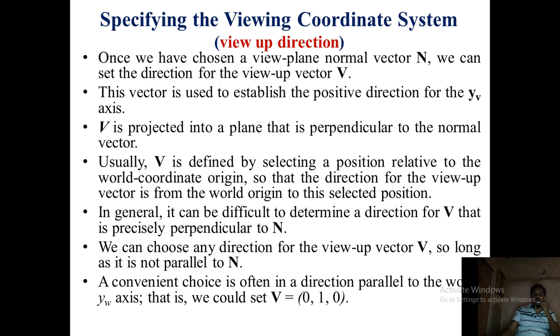That's why we can choose any direction for the up vector v so long as it is not parallel to n, right? You cannot take the up vector and the normal parallel. A convenient choice is often a direction parallel to the world yw axis. That is, we could set v equal to 0, 1, 0. Then v is exactly aligned with your y-axis. Like that you can set the direction of v, right?